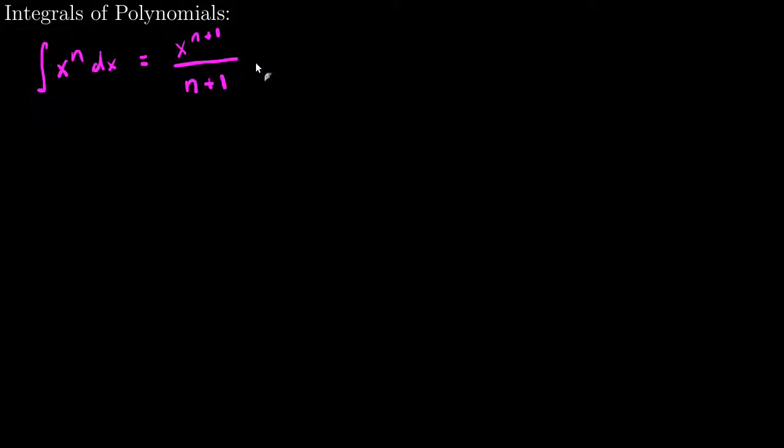And I'd put a plus c in there. The reason for this is if I were to take this thing's derivative, I'll multiply this out by n plus 1, and the n plus 1s will cancel, and I'll be left with x to the n.